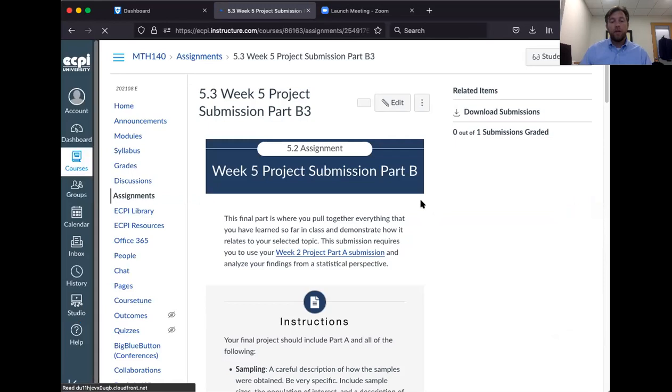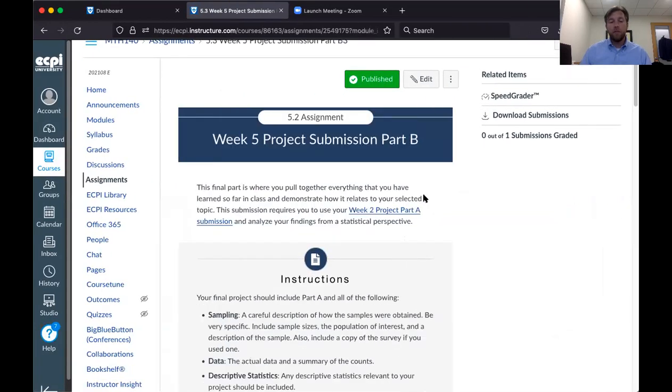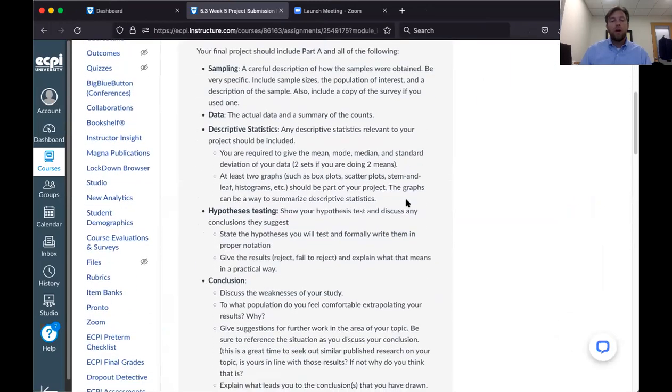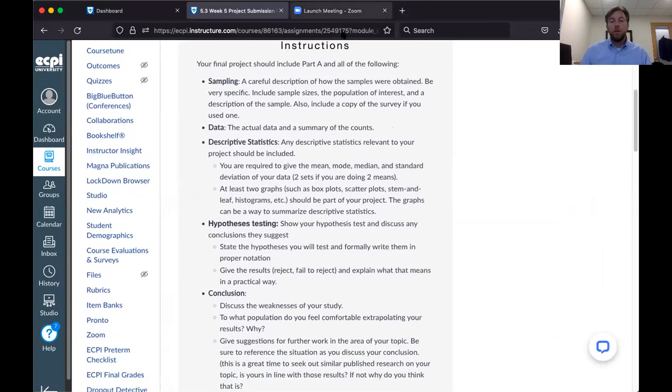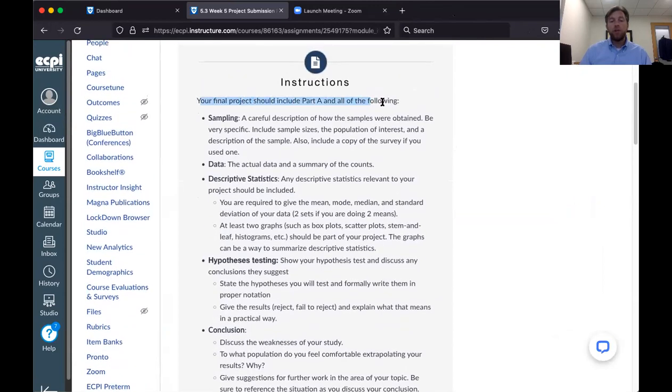Okay, so here are the directions, and I'm going to show you a sample, by the way, as well. Let me expand my screen a little bit. Okay, so basically what you do, you'll notice that the top part of the directions say your final project should include part A. Essentially, part B is an extension of part A, and this is why I put such heavy emphasis on part A a few weeks ago.